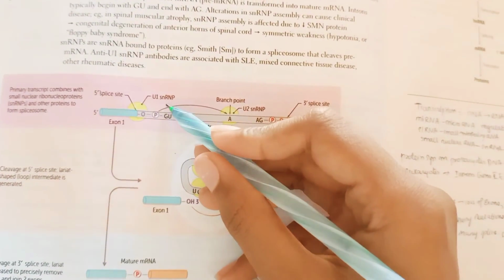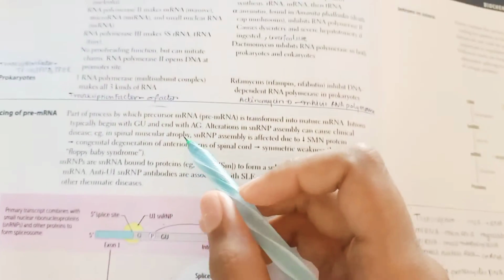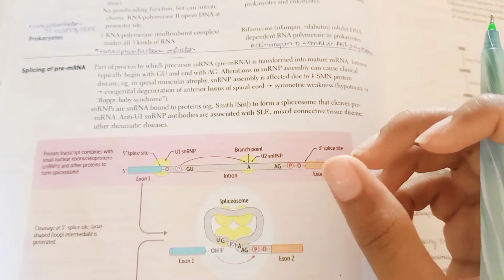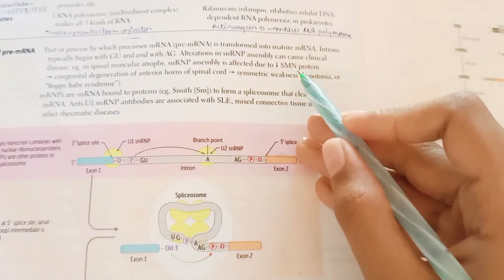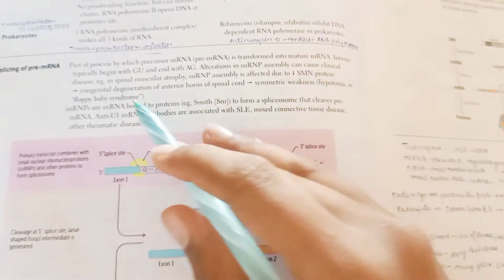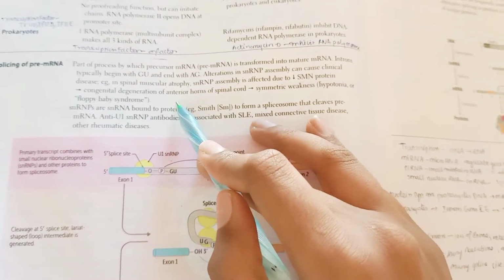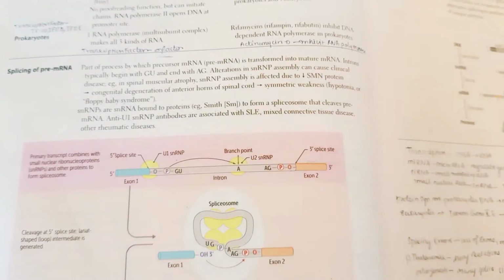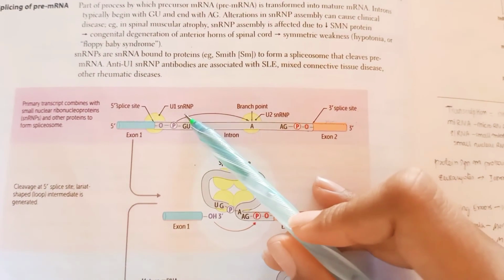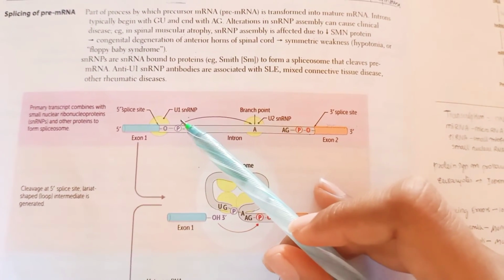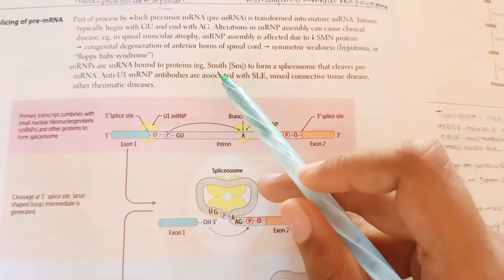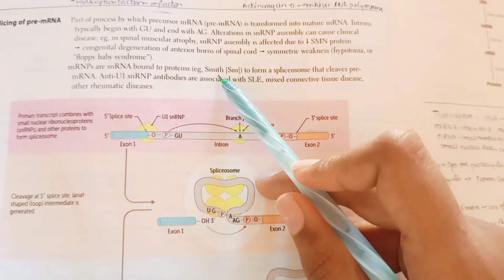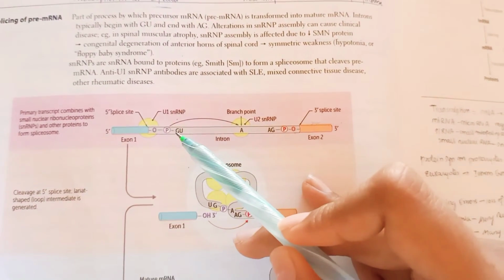If there are some problems in the snRNP, like in diseases such as spinal muscular atrophy, there are snRNP assembly disorders, because of a decrease in a protein called SMN protein. SMN protein is decreased in congenital degeneration of the anterior horn of the spinal cord, that will lead to symmetric weakness like hypotonia, floppy baby syndrome. And one more thing you need to know is that these snRNPs and snRNAs are both bound to proteins called Smith proteins. By binding to the Smith proteins, they are able to form a spliceosome which cleaves the mRNA.